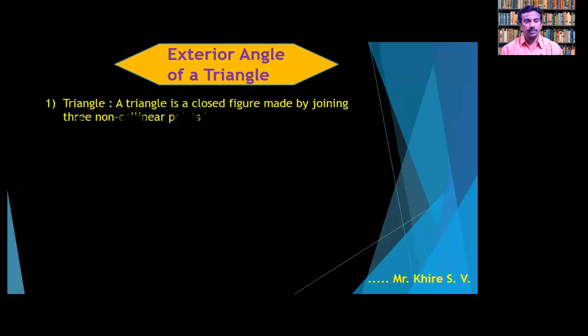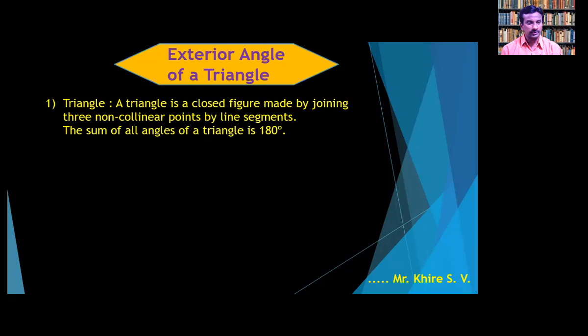First of all, what is a triangle? A triangle is a closed figure made by joining three non-collinear points by line segments. The sum of all angles of a triangle is 180 degrees. You know this, the sum of all angles of a triangle is 180 degrees.